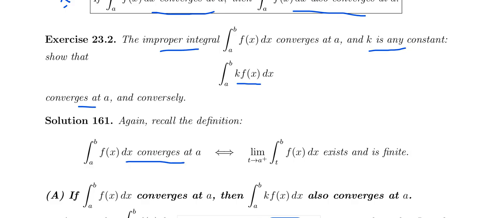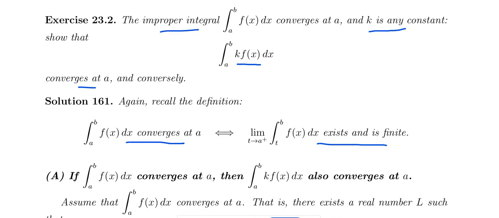Converges at a means that the limit of the integral exists to the right of a. The right of a means the limit t tends to a plus, that is, t to b. Instead of t you could use epsilon or del or any other notation, it is not a matter. But the a plus limit must exist, that is the idea. So if the limit as epsilon tends to a plus of the integral epsilon to b f of x dx exists and is finite, that means integral a to b f of x dx converges at a.